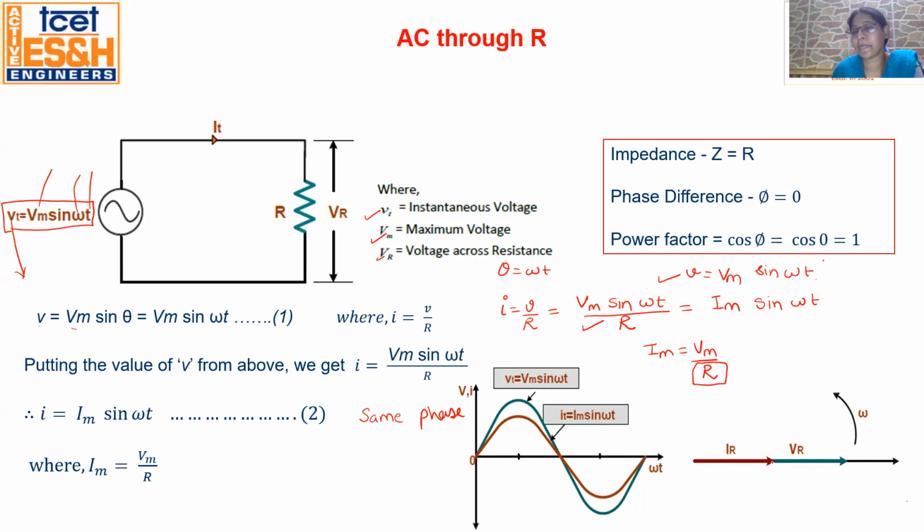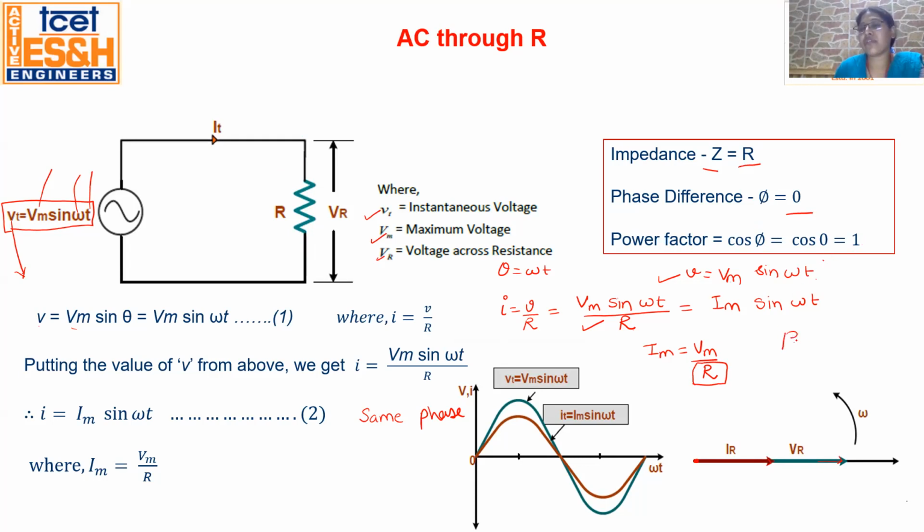See, this is the current IR and this is the VR. This is the vector representation or phasor representation, and VR again has a larger magnitude than IR. The phase difference between voltage and current is 0, whereas the impedance or the total load consists only of R. So phi is 0, then cos phi is equal to 1.